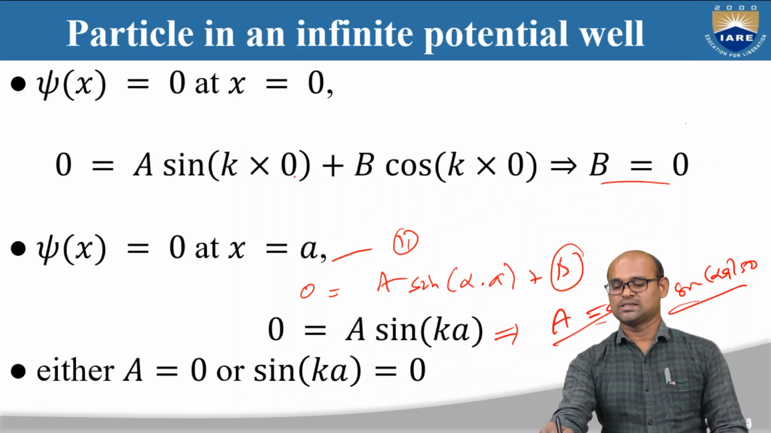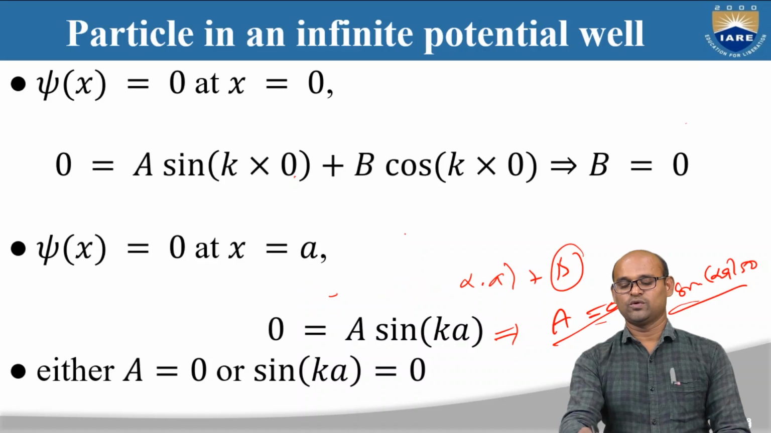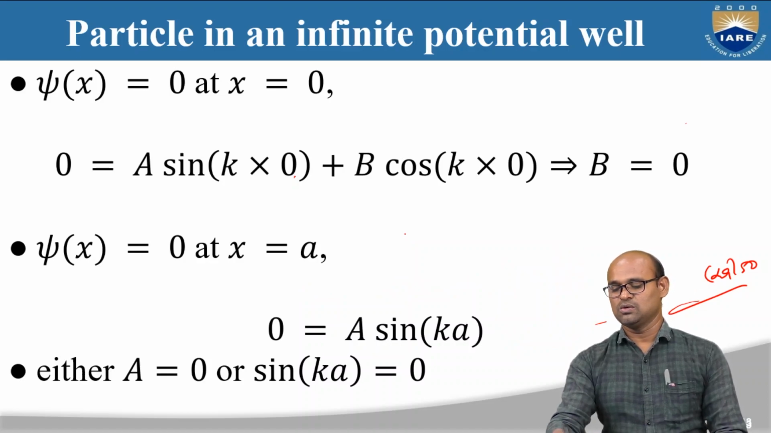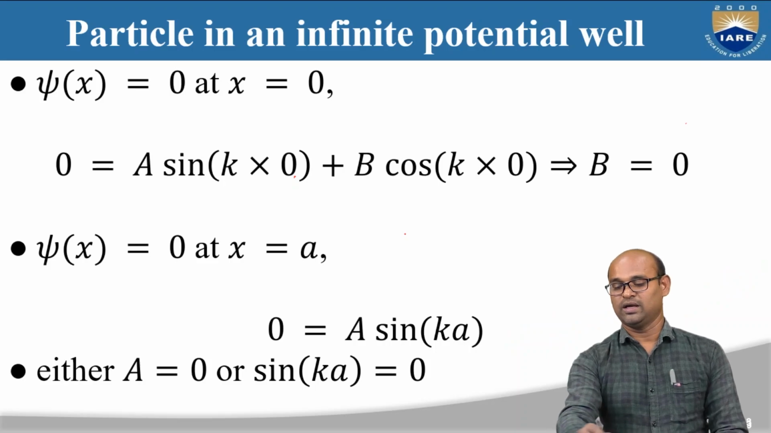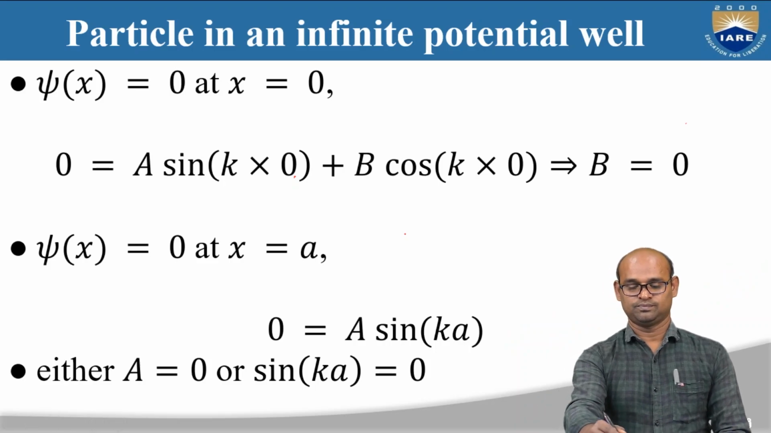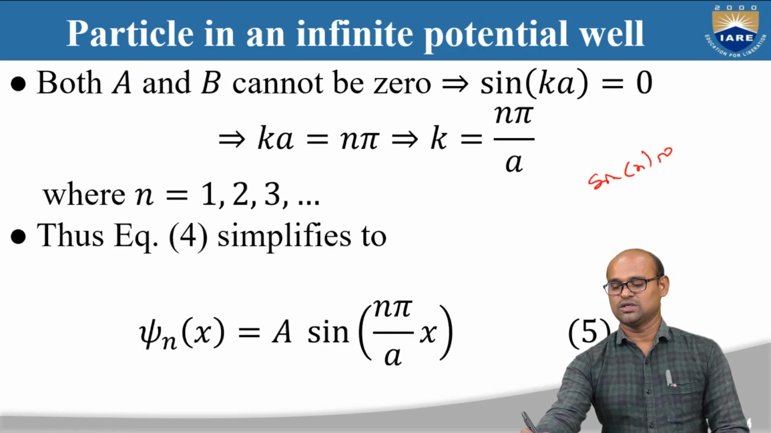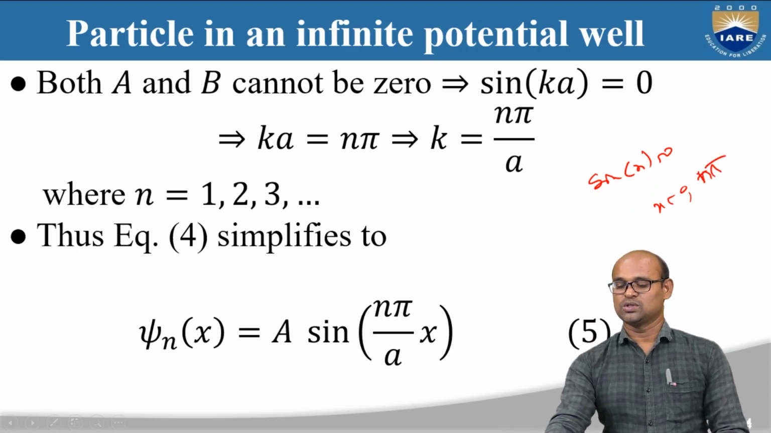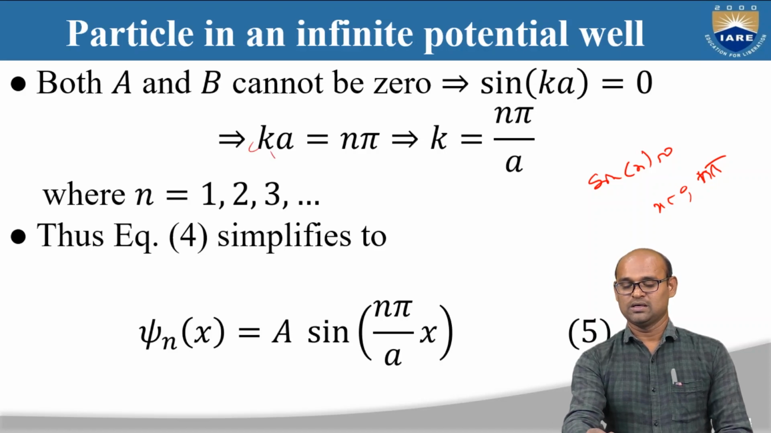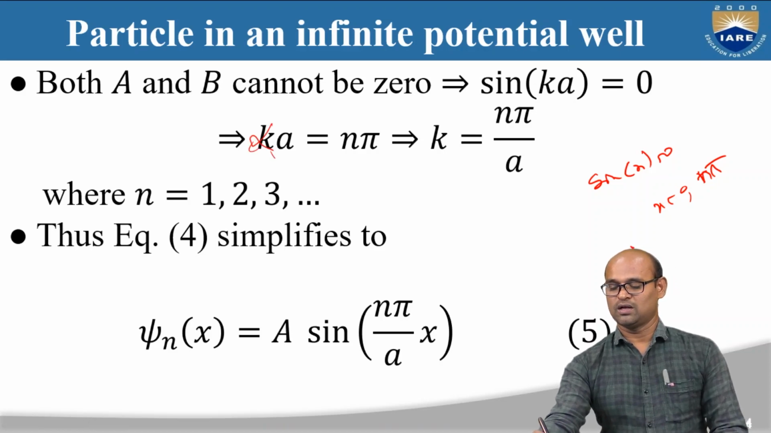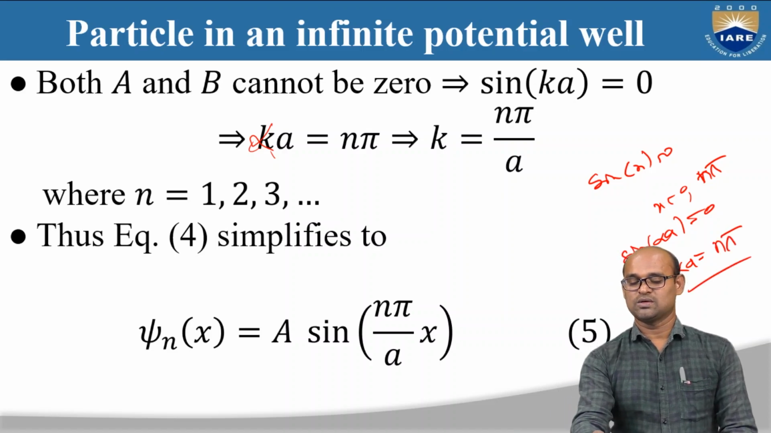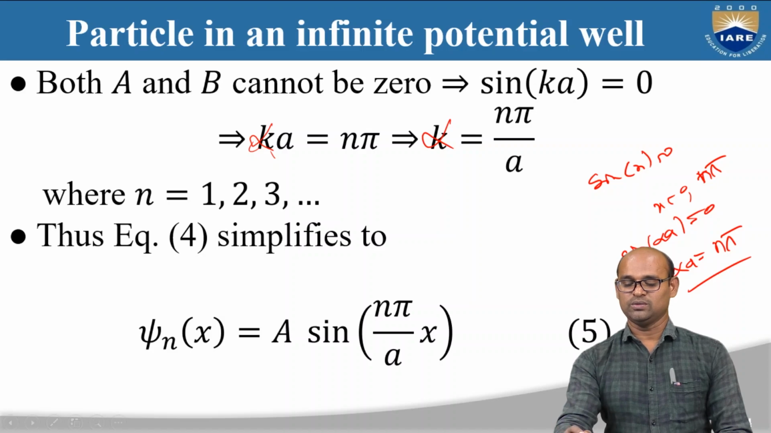So sine x is 0 for what values of x? If you know for what values of x sine x is 0, then we will find out what alpha a is. Okay. So we know that sine of x is equal to 0 for x is equal to 0 and n pi. So sine of alpha a is also equal to 0 for alpha a is equal to n pi. Okay, so alpha a is equal to n pi, so that means alpha is equal to n pi by a.